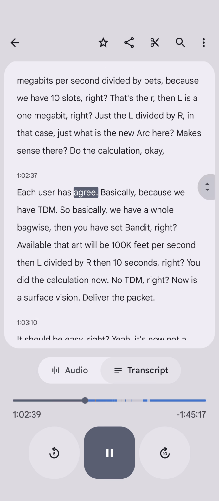Each user, do you guys agree? Basically, because we have TDM, we have a whole bandwidth, then you have subbands, right? The R available would be 100 Kbps, then L divided by R is 10 seconds, right? You did the calculation. Now, no TDM, right? Now it's not circuit switching. How long will it take to deliver the packet?